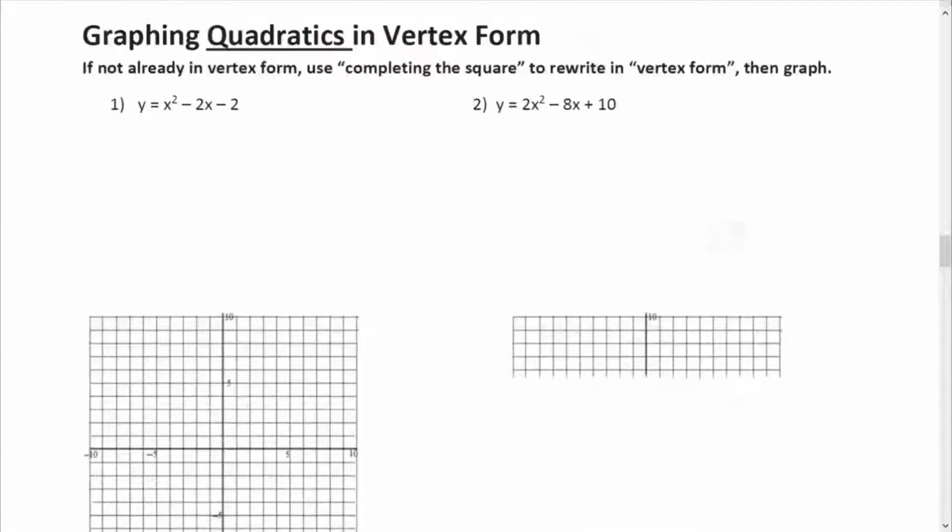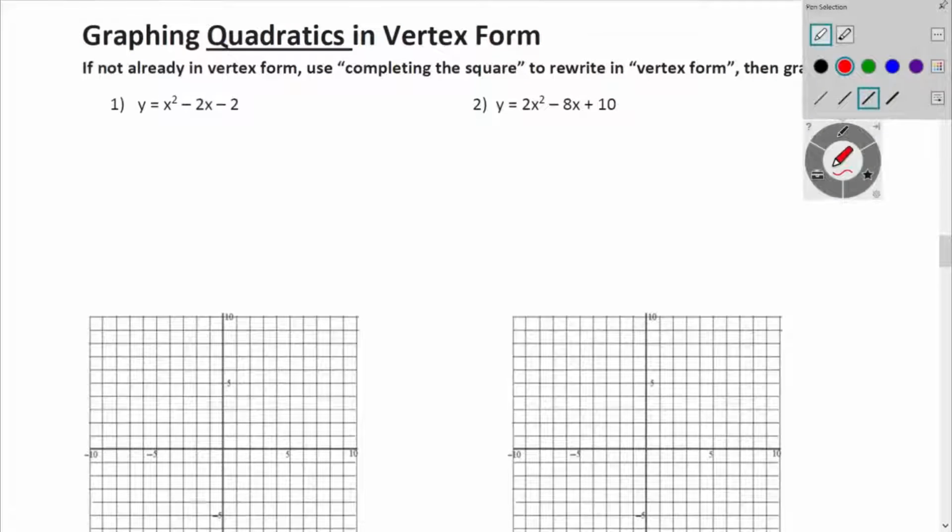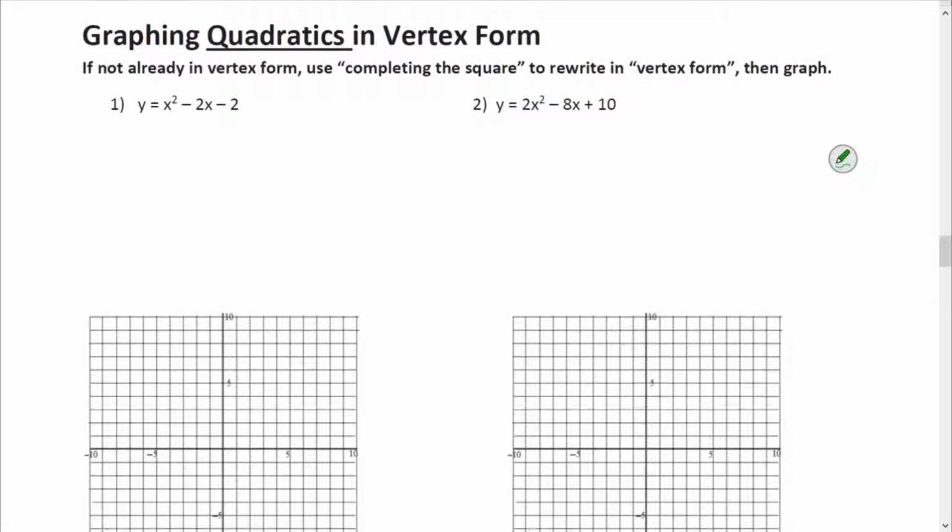Let's look at number 1. If it's not already in vertex form, then complete the square, which we learned about in our last video about how to do that process, and then we're going to graph. Okay. So in this first one, I have no leading coefficient, so it's a little bit easier.